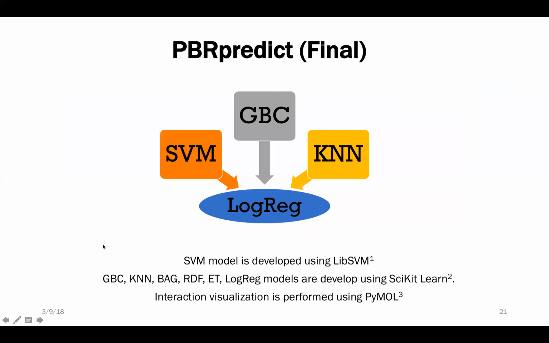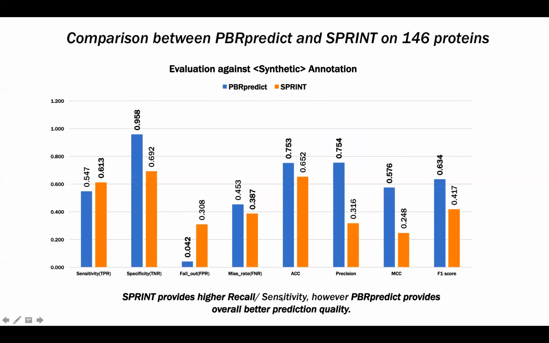So here is the final model that we call Peptide Binding Residue Predictor, or PBR Predict, where we applied SVM, GBC, and KNN as the base step, and logreg as the meta learner. Here I acknowledge the tools that I have used for this classification modeling, and for the interactive visualization, I have used PyMol. Here's the comparison between our model PBR Predict and the only existing method out there at that time, which is called Sprint.